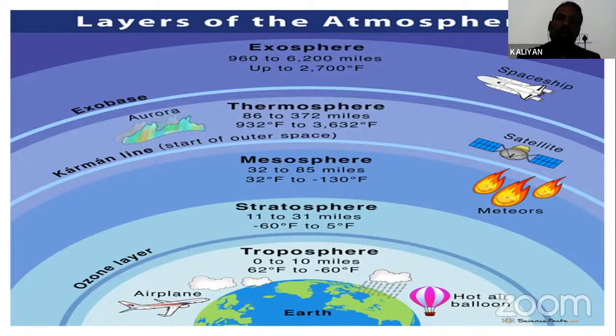So basically, the important points: there is the ozone layer, the ionization process happens in the thermosphere, and normal weather conditions are in the troposphere.